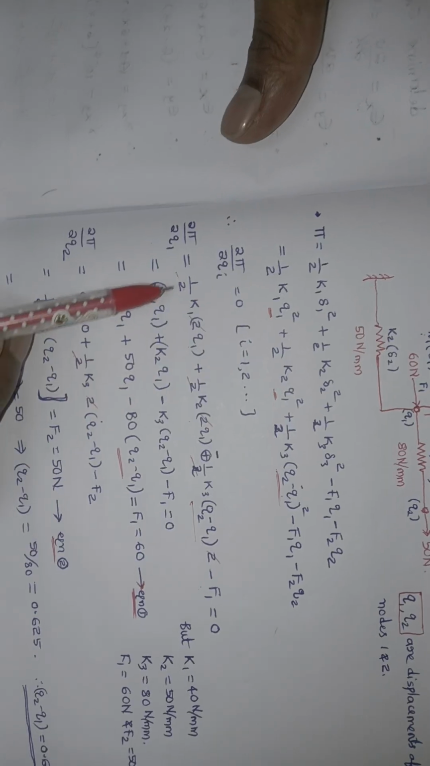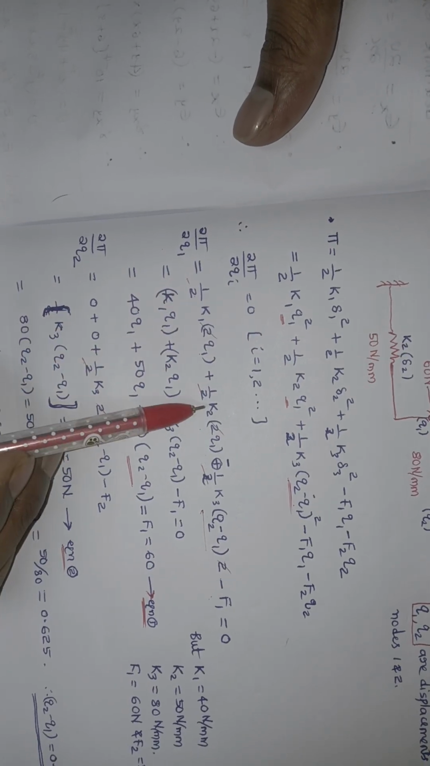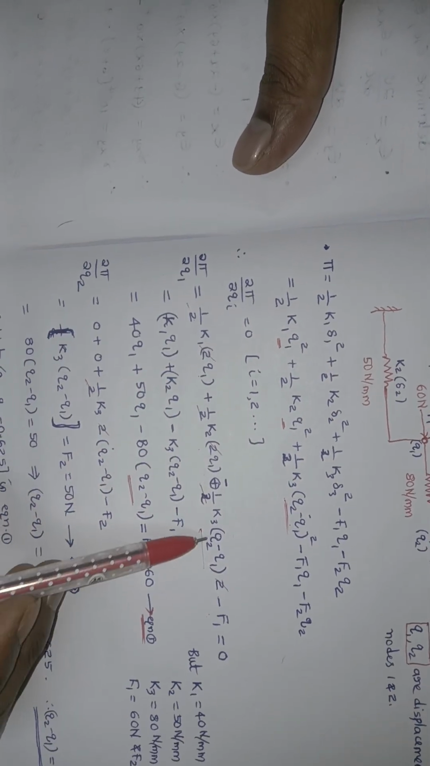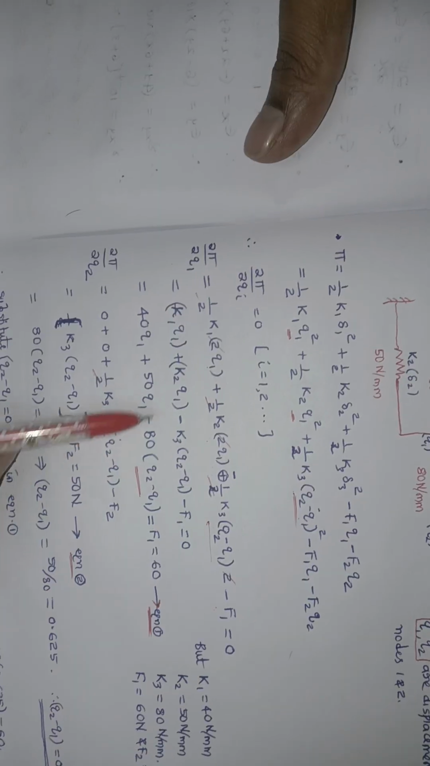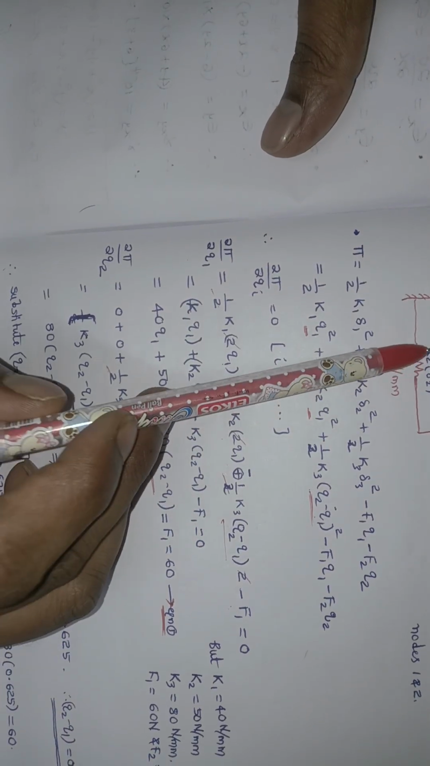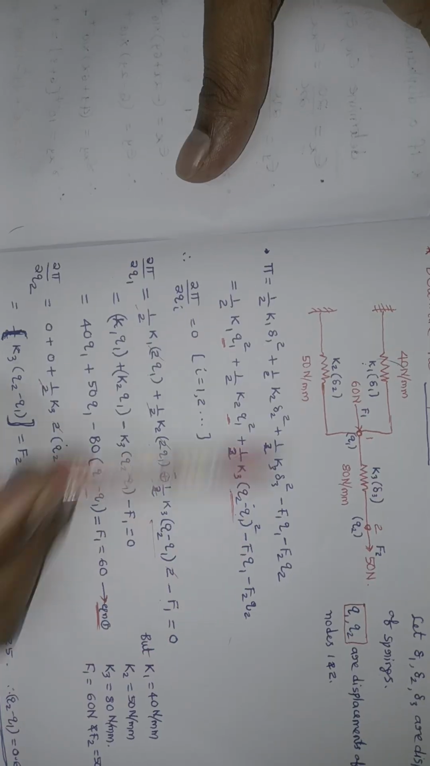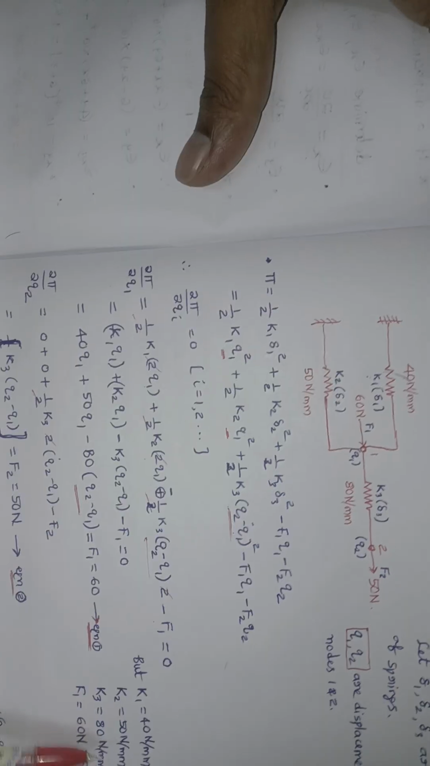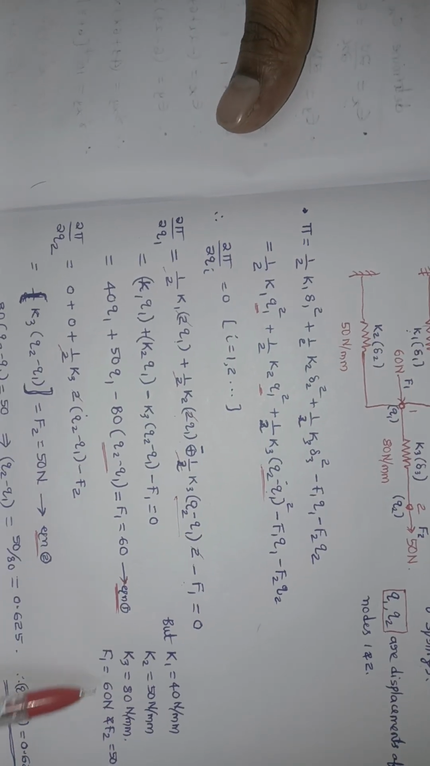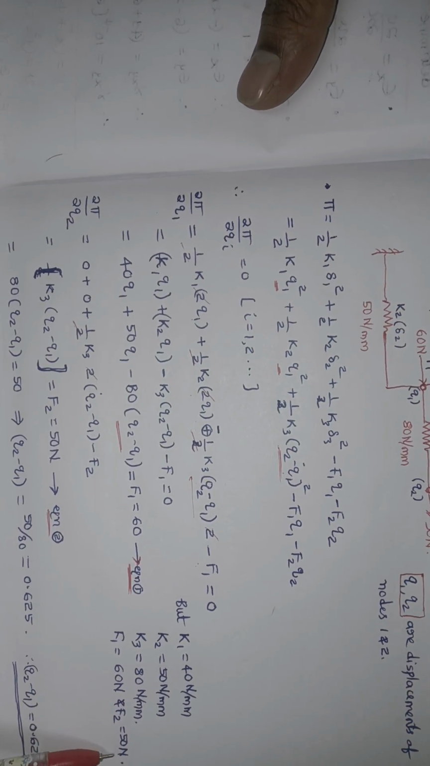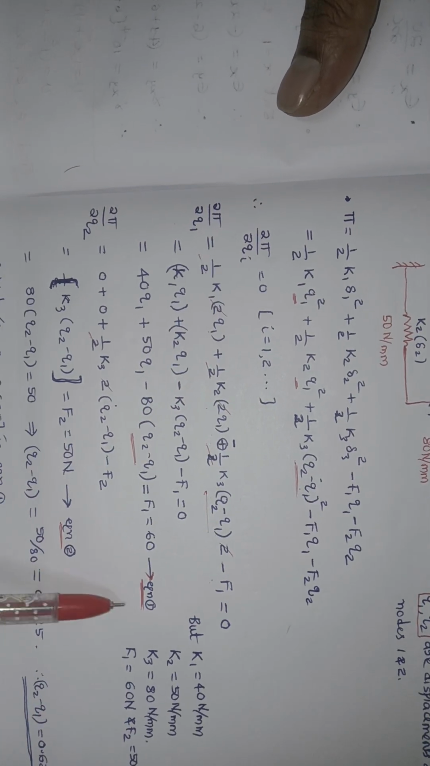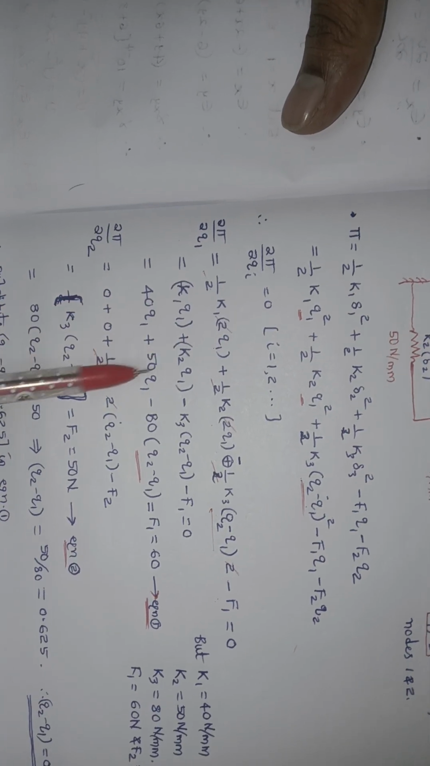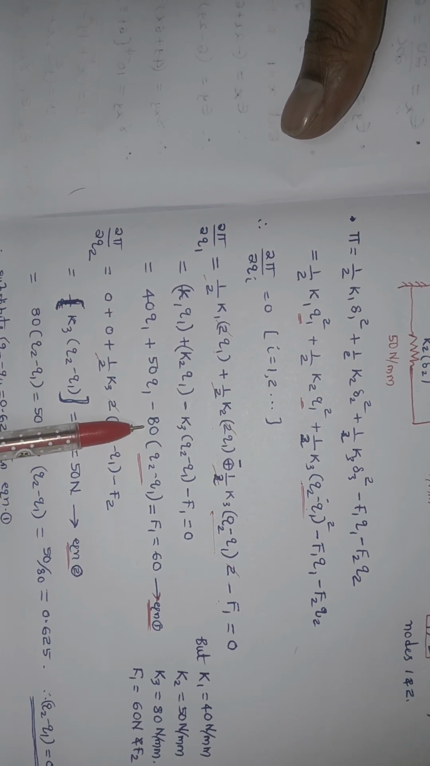You can simplify it. The 2 cancels. So K1 Q1 plus K2 Q1 minus K3 into Q2 minus Q1 minus F1 equals 0. This is the simplified equation. From the spring system, K1, K2, K3 are 40, 50, 80, and F1 is equal to 60 and F2 is equal to 50 Newtons. So in place of K1 we take 40, K2 50 and in place of K3 we take 80.